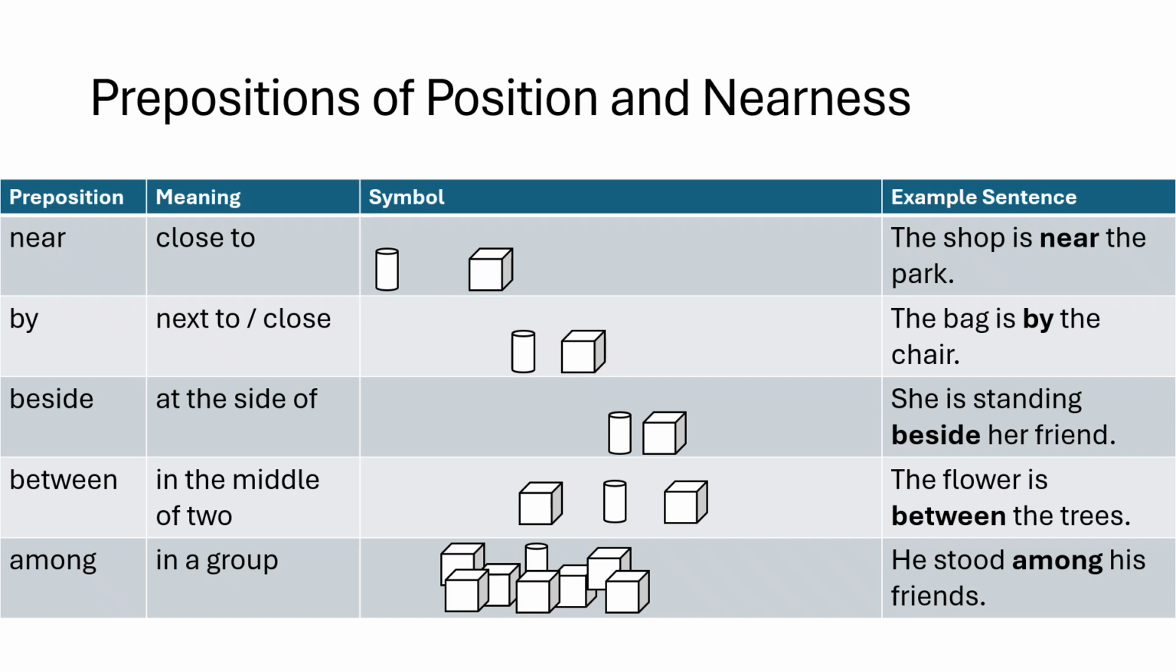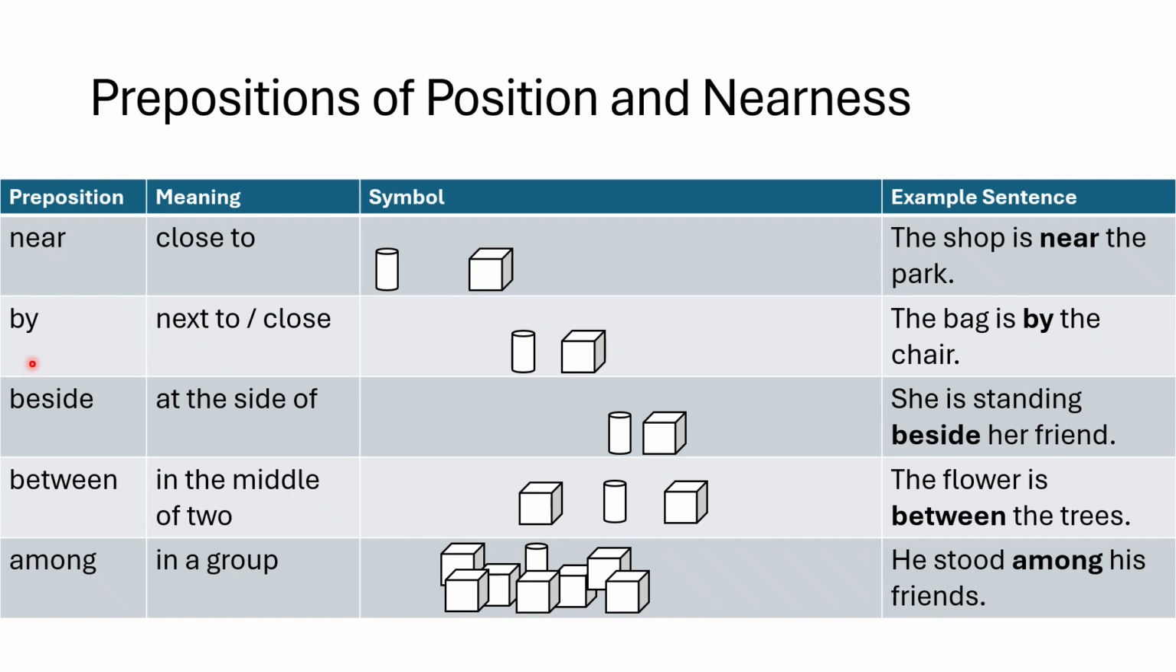Here are some common prepositions of position and nearness. These are the prepositions, these are the meanings, these are the symbols, and these are the example sentences. The preposition near means close to. This symbol illustrates the cylinder near the box. Listen to the example sentence. The shop is near the park.